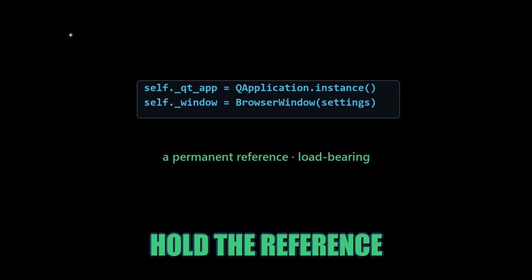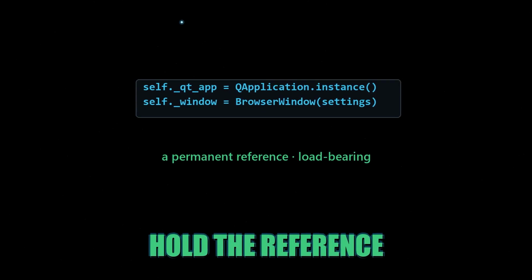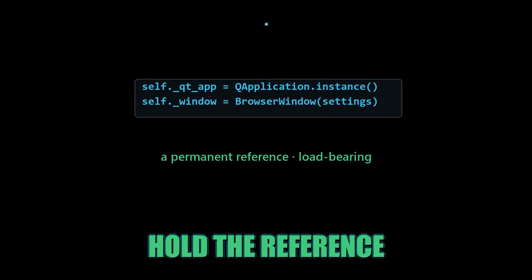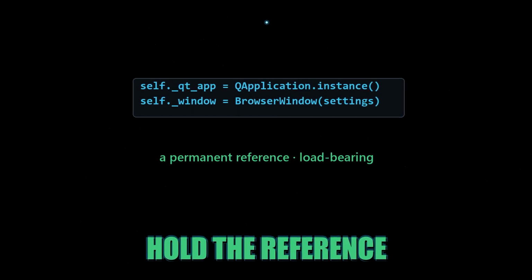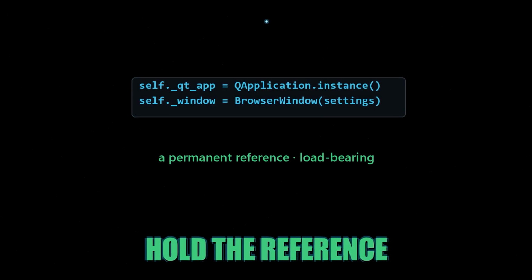The fix is almost anticlimactic. Our application object just holds on. It stores the window as an attribute, self.window, and the Qt app the same way. A permanent reference that lives as long as the program does. Nothing gets collected because something's always holding the rope. It looks like a boring line. Self.window equals. It is not boring. It's load-bearing. Delete it and the whole thing falls over.